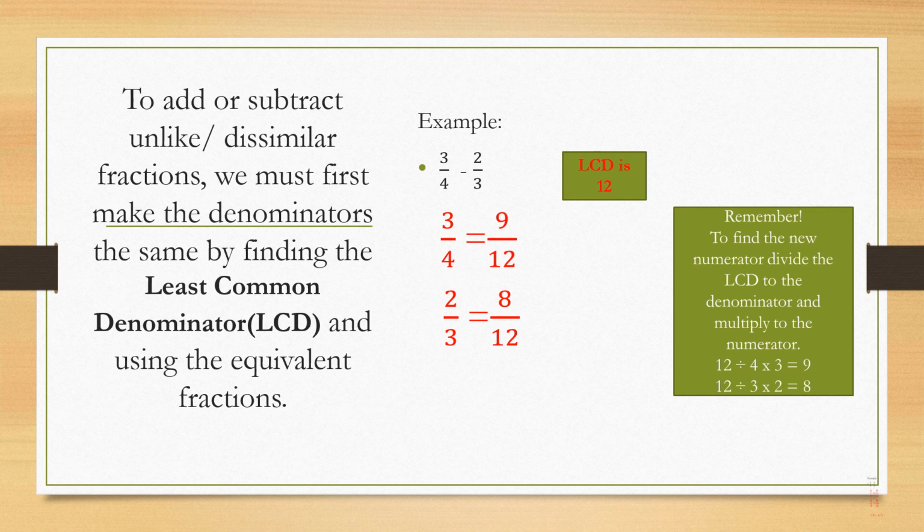Now, we are ready to subtract. 9 over 12 minus 8 over 12. Let's subtract the numerators. 9 minus 8 equals 1 and copy the denominator 12. The final answer is 1 over 12.